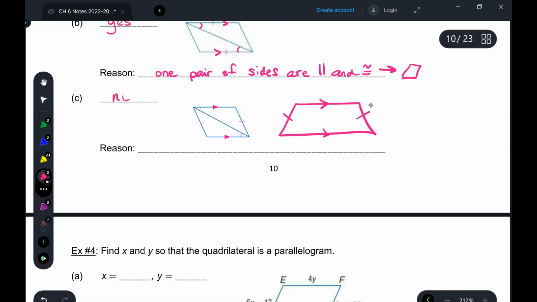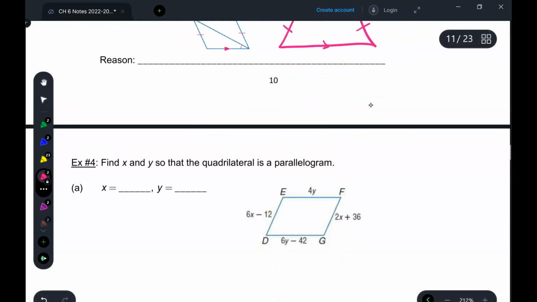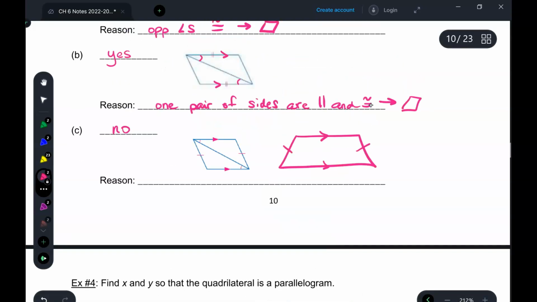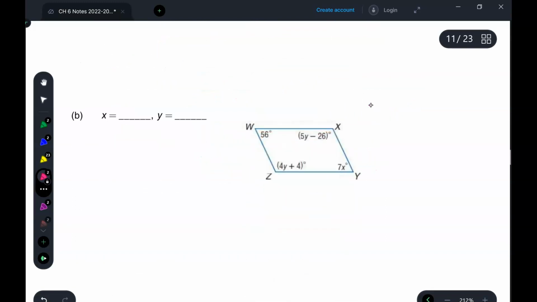So this one's no. What if all sides are congruent? Well, then that would be true, because if opposite sides are congruent, that tells us we have a parallelogram. But all opposite sides, that's the key. In a parallelogram, both pairs of sides have to be congruent and parallel. Was there a reason for the bottom? No, there's no reason.